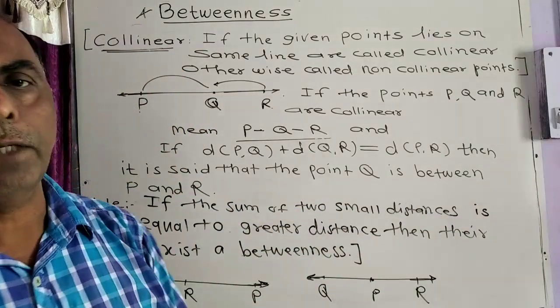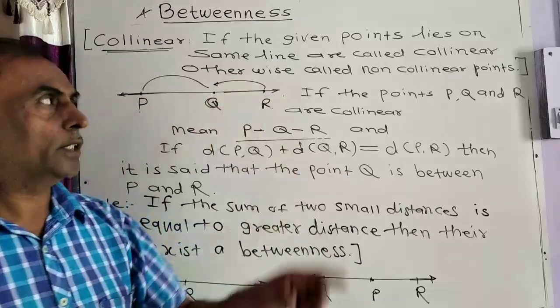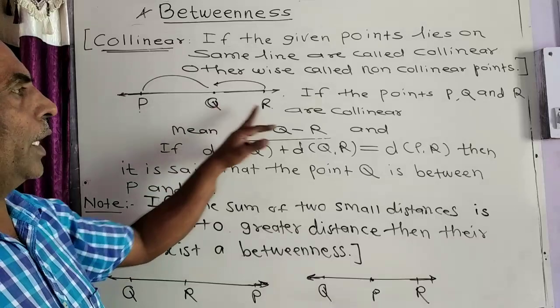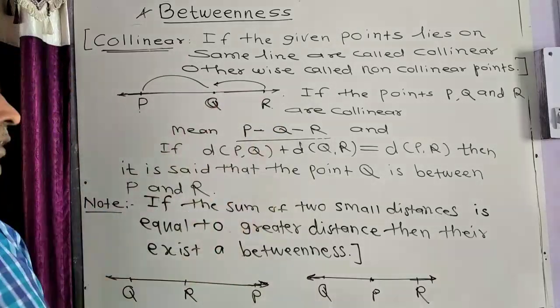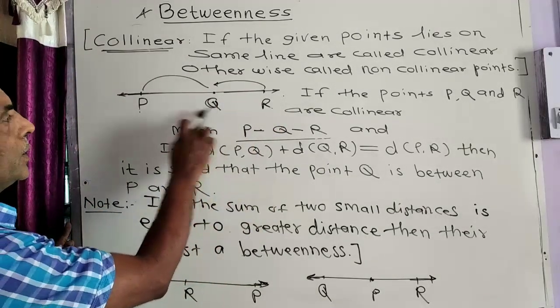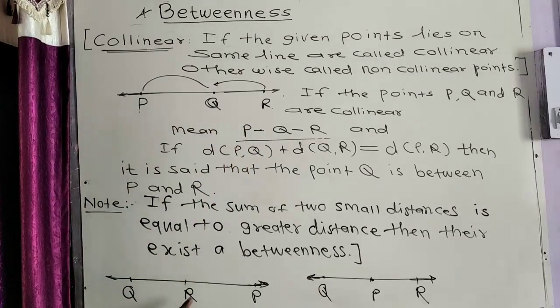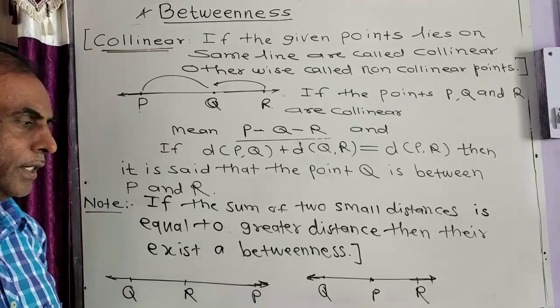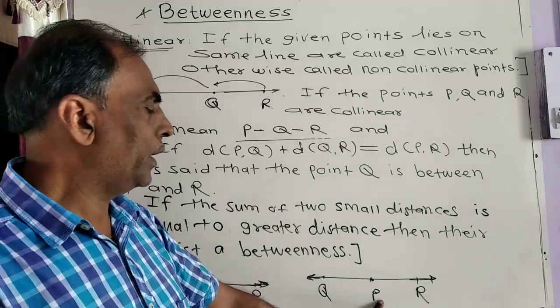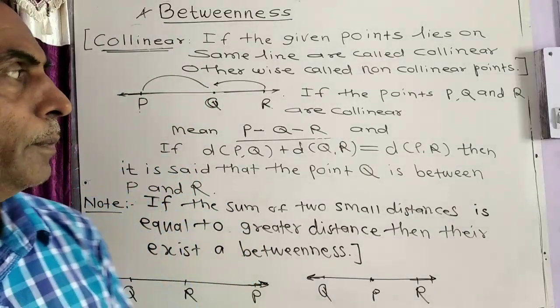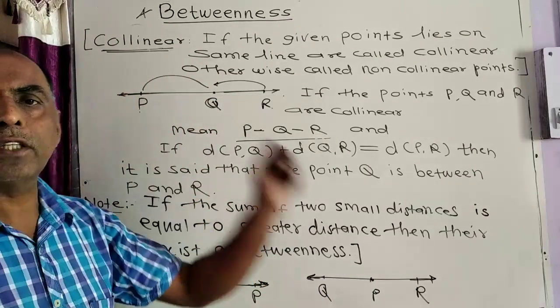So using this concept, we have seen the definition. This is the first possibility for P, Q, R being collinear: the point Q is in between P and R. Then what is the second possibility? Either the point R is in between P and Q, or, the third case, the point P is in between Q and R. So these are the 3 possibilities for the betweenness of these 3 points.